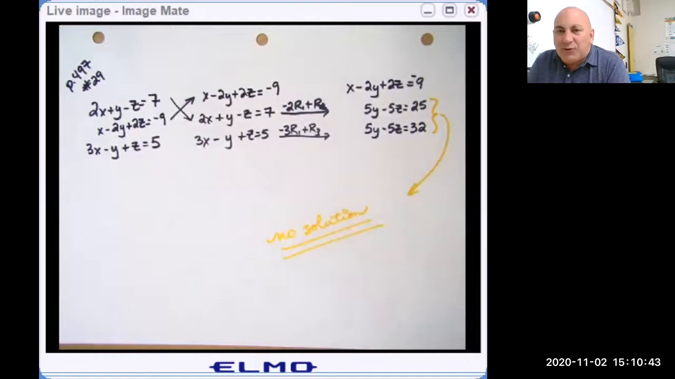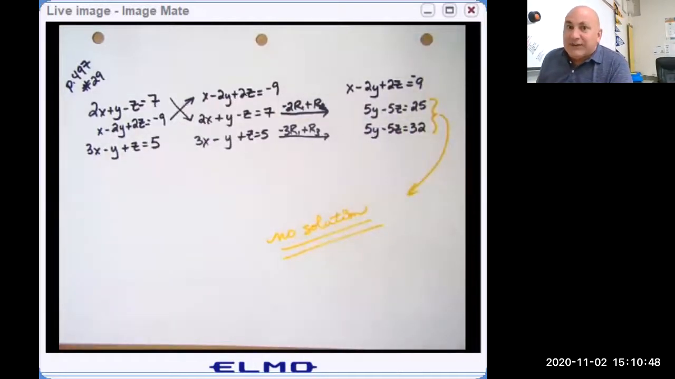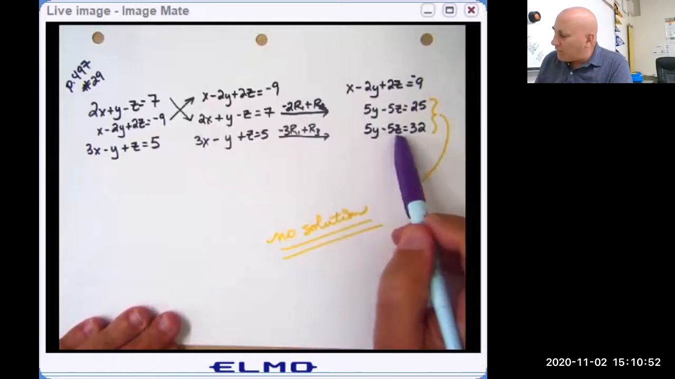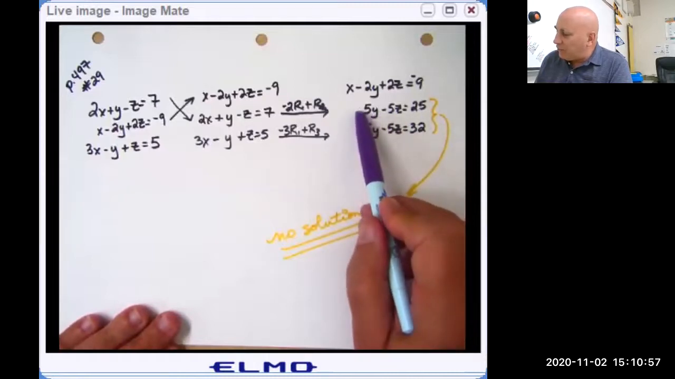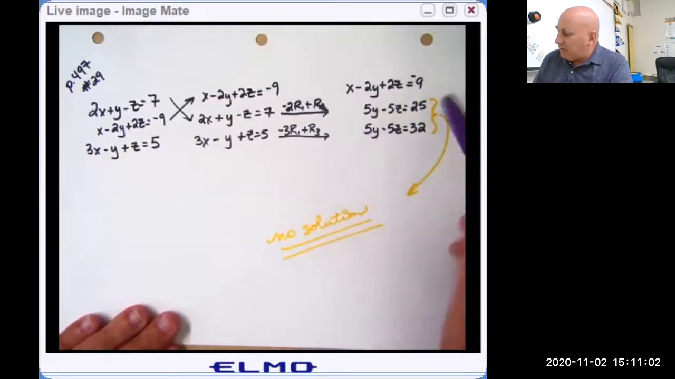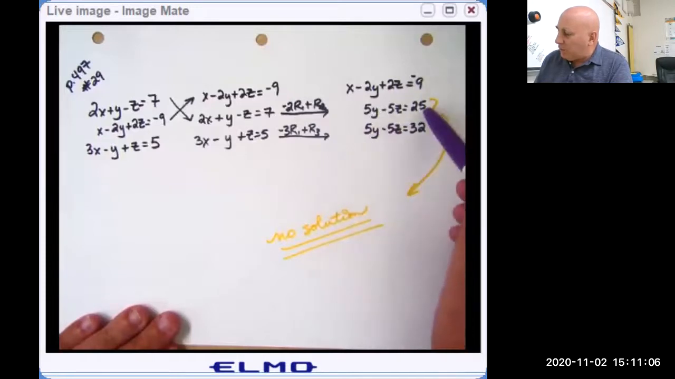How can both of those be true? Because they're both 5y minus 5z. This isn't going to work, folks. This one has no solution. If you had gone one more step, you'd go negative row 2 plus row 3. You'd get 0z equals 7. Well, how can 0 times z equal 7? Again, no solution.